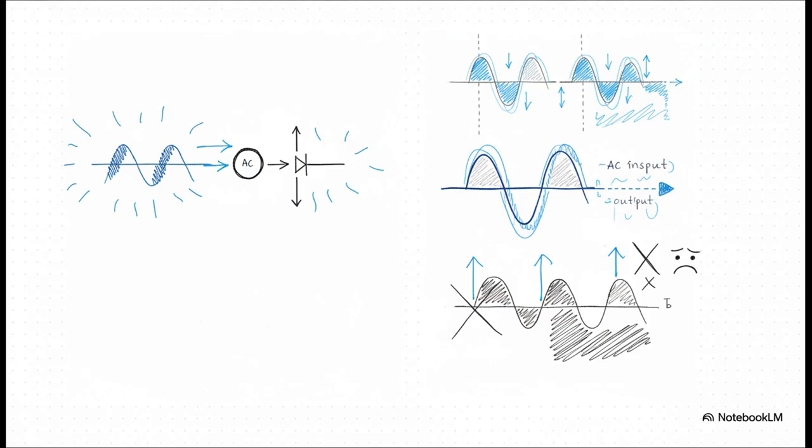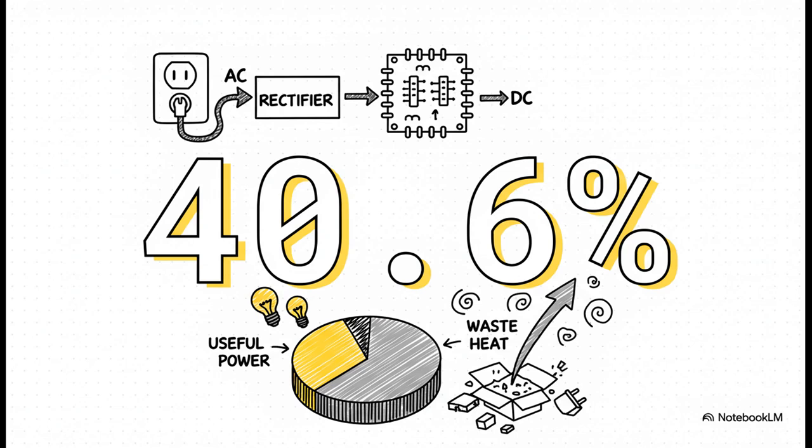But do you see the huge problem here? We've just thrown away half of the power from the wall. That's incredibly wasteful. And just how wasteful is it? Well, the absolute maximum theoretical efficiency you can get from a half-wave rectifier is only 40.6%. Now, for your exams, you absolutely have to remember that number, 40.6%.